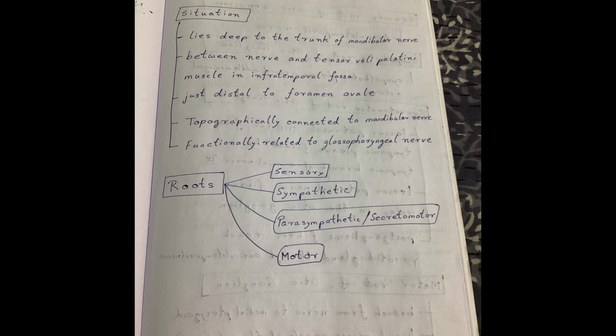Otic ganglion has 4 roots. This is the only ganglion with 4 roots: sensory, sympathetic, parasympathetic, and motor. So only parasympathetic ganglion with motor roots is otic ganglion. Now, sensory root of otic ganglion is the auriculotemporal nerve. Sympathetic root of otic ganglion is the sympathetic plexus around middle meningeal artery.